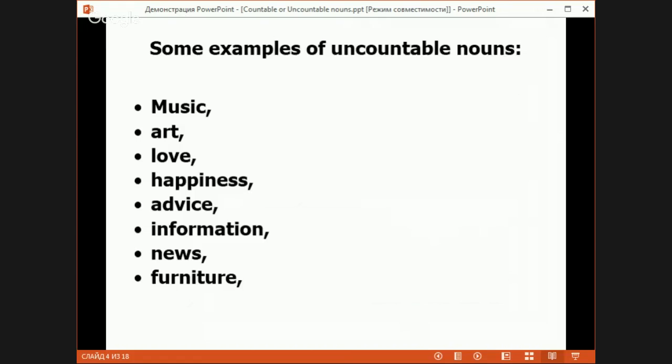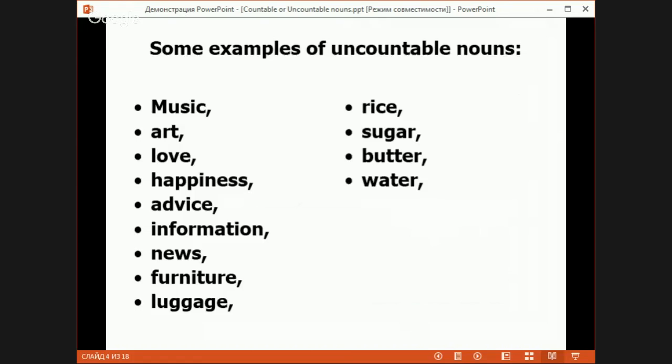A chair, a table, a sofa, this is countable. But furniture in general, you cannot calculate it. Be very attentive. Luggage, also uncountable. You can count bags, suitcases, and so on, but luggage in general, no. Rice, you cannot count it. Sugar, butter, water, electricity, gas, power, and of course, money. Be attentive about that, guys. Money is uncountable, though we all like counting money.